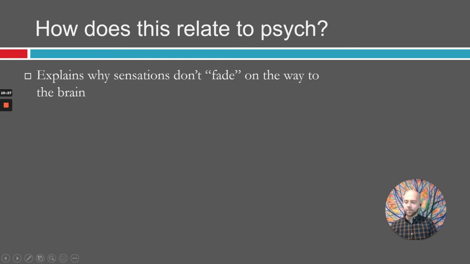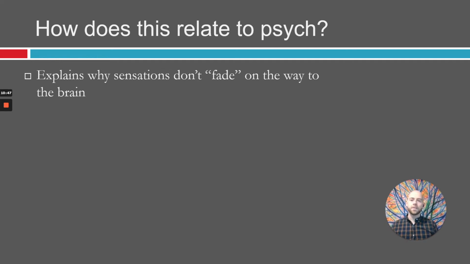The fact that these sensations or these signals also are in this all or nothing state also helps explain why sensations don't kind of fade away. Like when you feel pain in your foot, your brain registers that pain with relative accuracy, right?